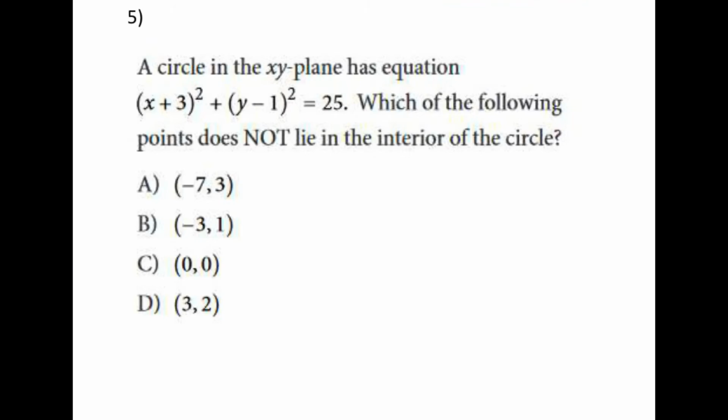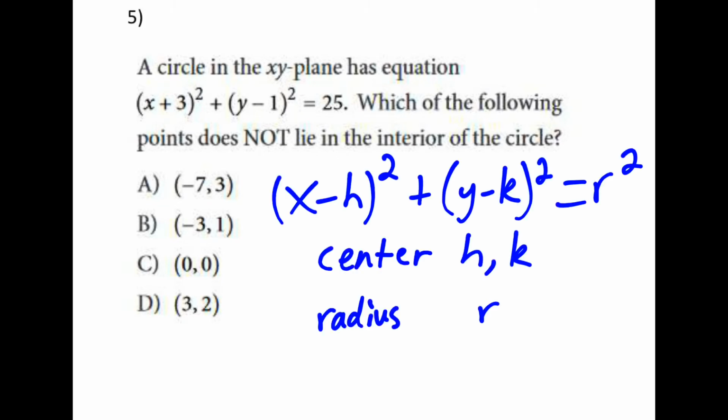Number 5, a circle in the xy plane has equation x plus 3 squared plus y minus 1 squared is equal to 25. Which of the following points does not lie in the interior of the circle? So let's remember the equation for a circle with a center h, k and a radius r. And that center is determined by these values right here. So the positive 3 for x means our x-coordinate is negative 3, and the negative 1 for y means our y-coordinate is positive 1. Since our r squared is 25, our radius is just 5, the square root of that.